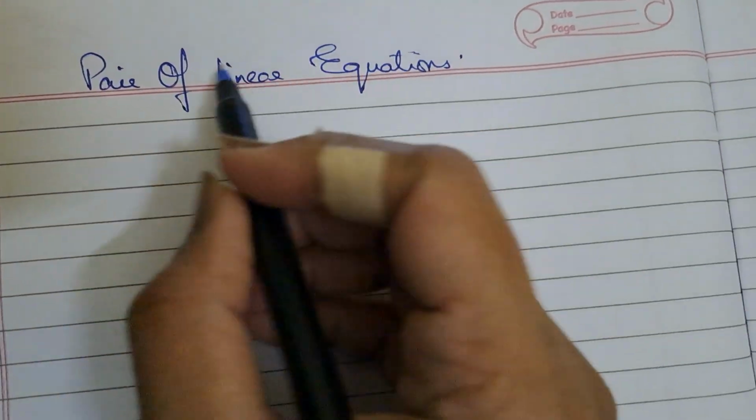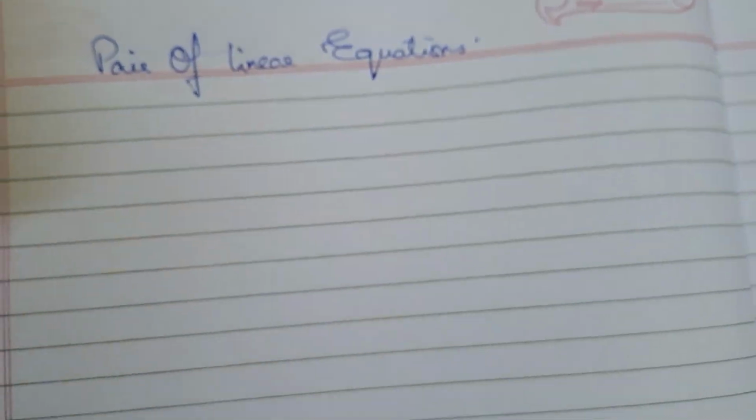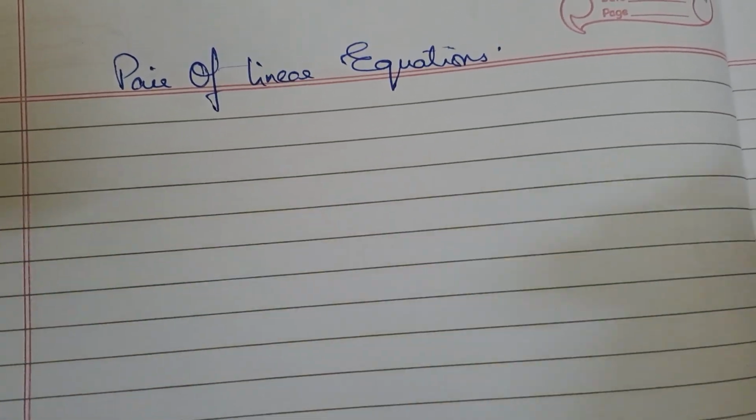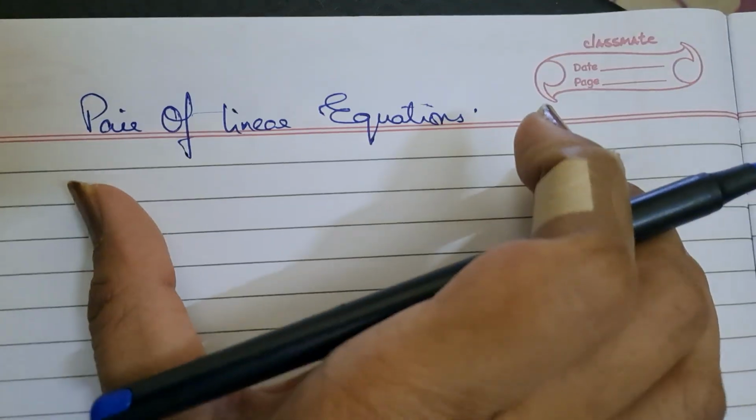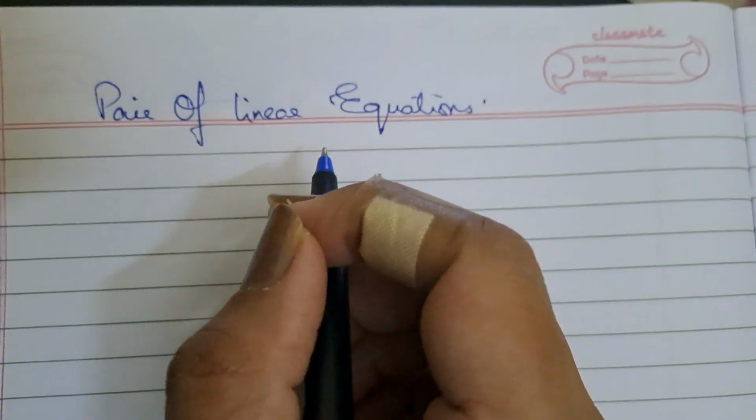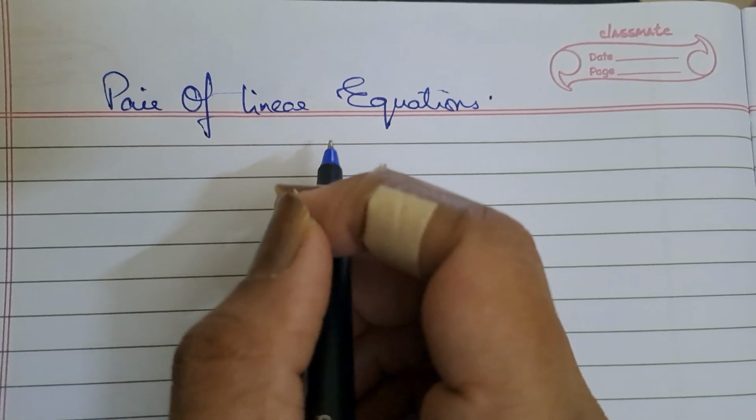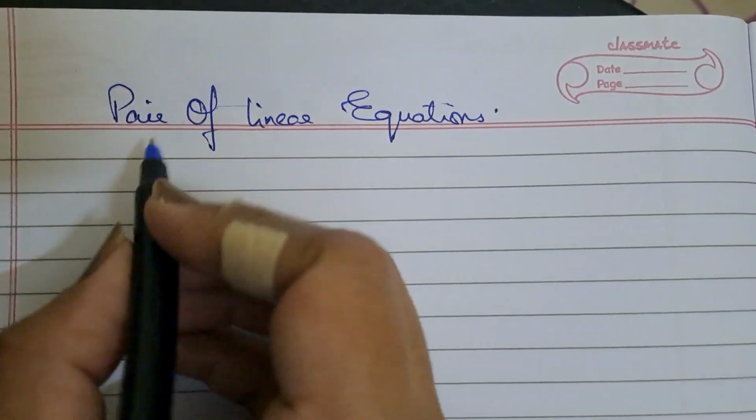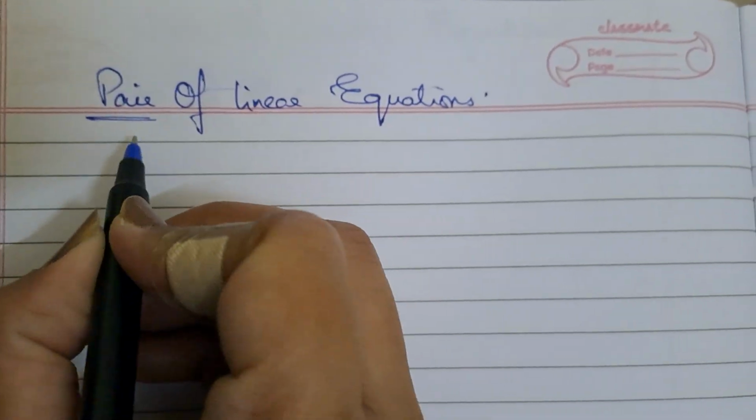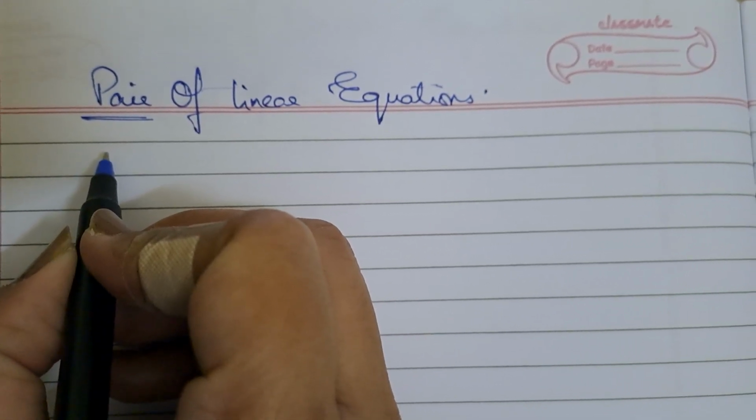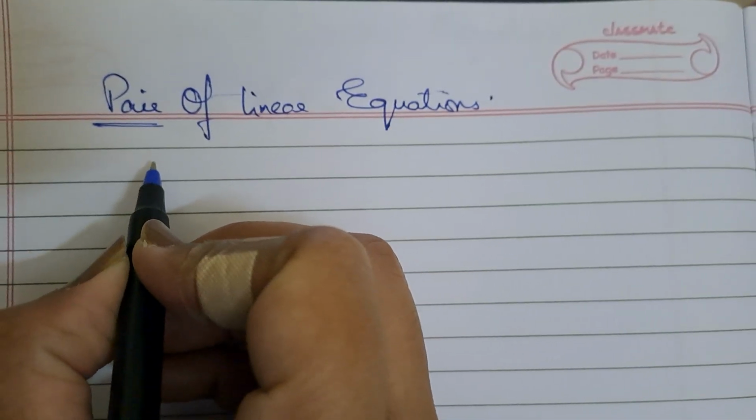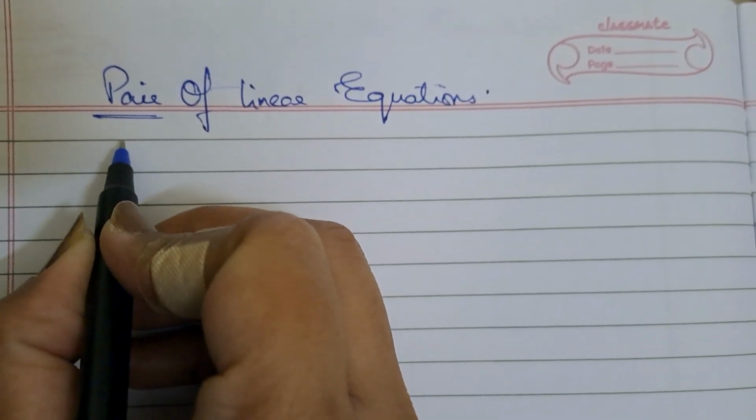Now, considering the chapter Pair of Linear Equations, which is taught in your CBSE 10th, we are going to understand what the name of the chapter actually means. So when I want to understand the name of the chapter, I'm going to break it down into parts. Pair means there is a set of lines wherein two lines are given in consideration.